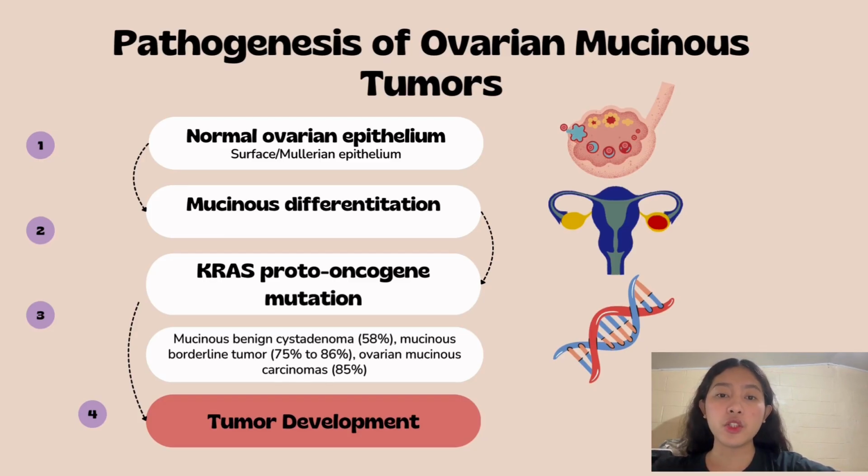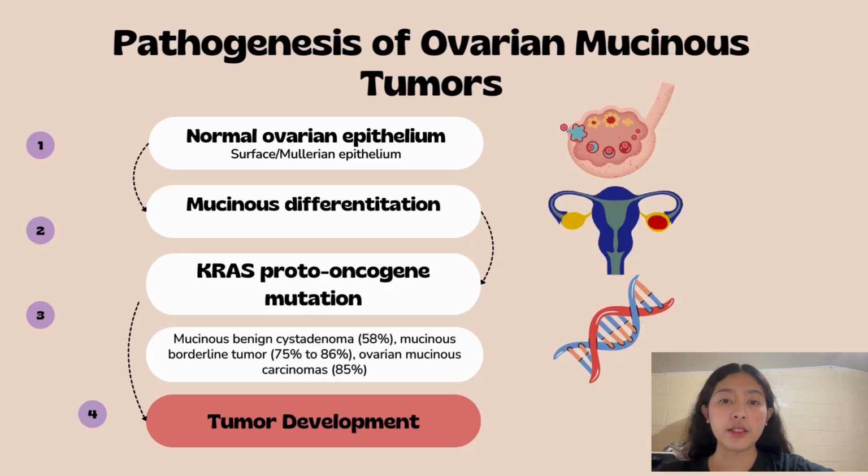Then the genetic driver mutation, which is the KRAS. So KRAS mutation is the hallmark initiating event. It is present in 58% of benign cystadenomas, increased to 75 to 86% in borderline tumors, and found in 85% of mucinous carcinomas. So KRAS activation is a constant proliferative signaling pathway which leads to uncontrolled growth of mucin-secreting cells. This explains why KRAS mutation is present early and persists throughout the progression.